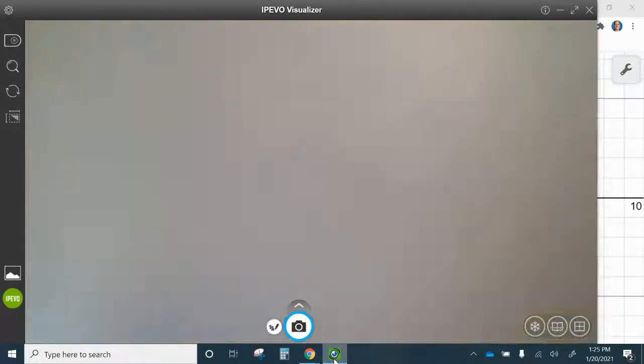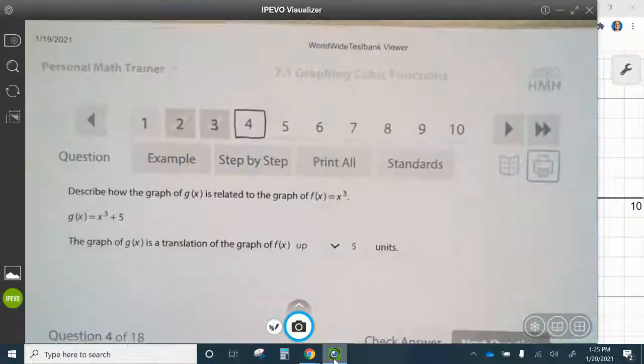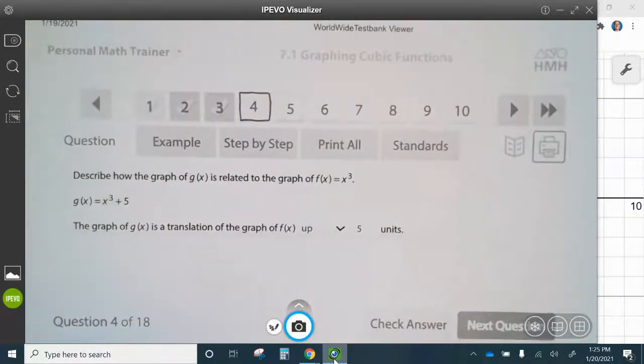Now let's take a look at question number 4. Describe how the graph of g of x is related to the graph of f of x equals x cubed. G of x equals x cubed plus 5. The graph of g of x is a translation of the graph of f of x up 5 units.